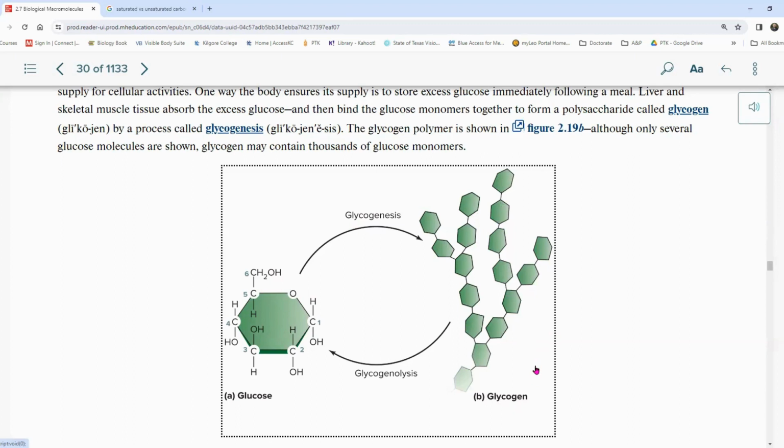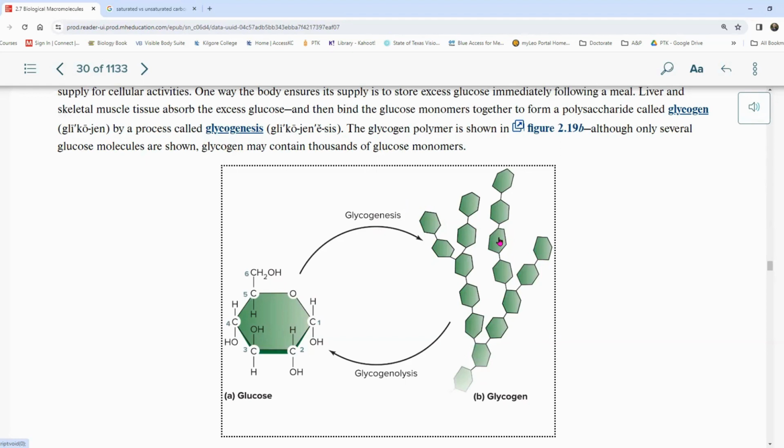Now, glycogen is actually stored within our muscles and within our liver. If you go to a store and buy a steak and you see the marbling, that's actually glycogen. Our muscles are storing glycogen. That's fat and glycogen together.